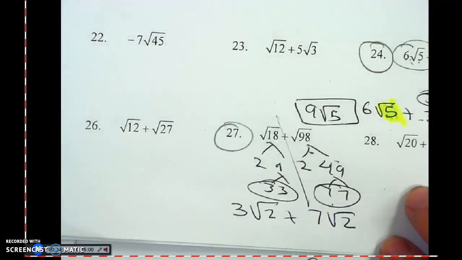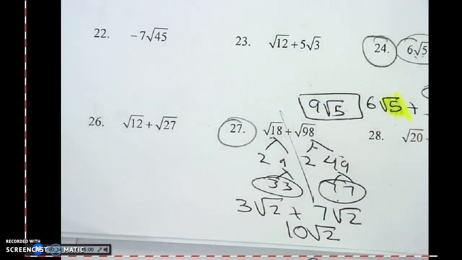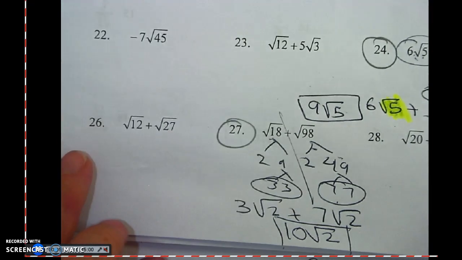And there's a plus. 3 rad 2 plus 7 rad 2. 10 rad 2. Again, I will show you how to check these, just not today. Let's turn the page.